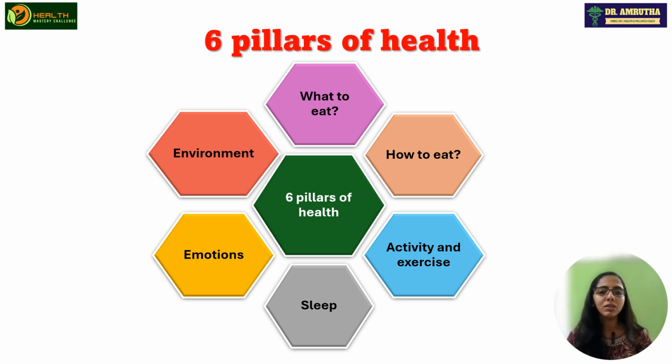So these are the 6 pillars on which you have to work properly. And if you balance these 6 pillars, I am telling you that you will see magical results in your body as well as in your mind, and you will be able to achieve your health goals within 3 months or within 3 to 6 months. You can see that change in your body and mind.